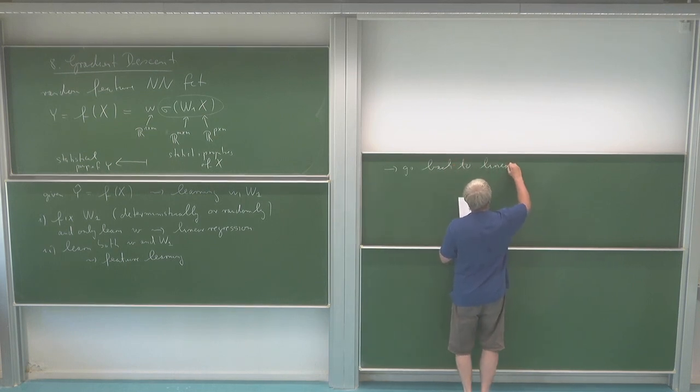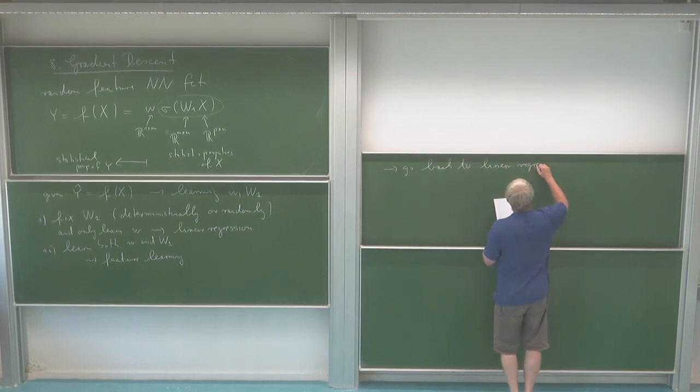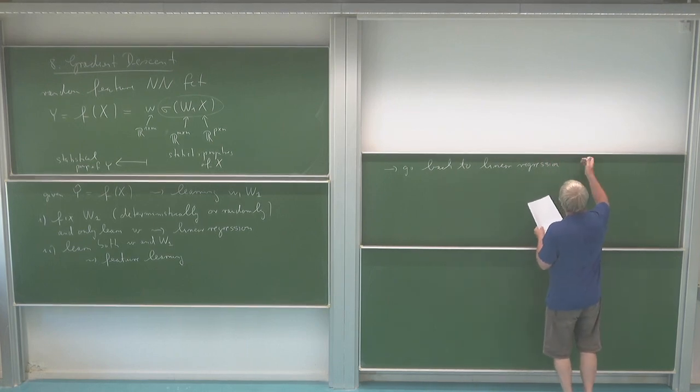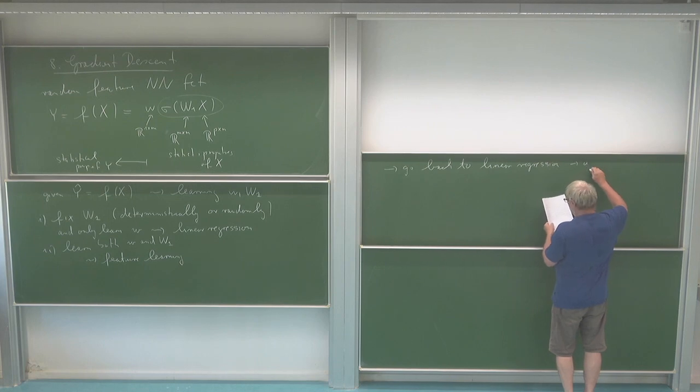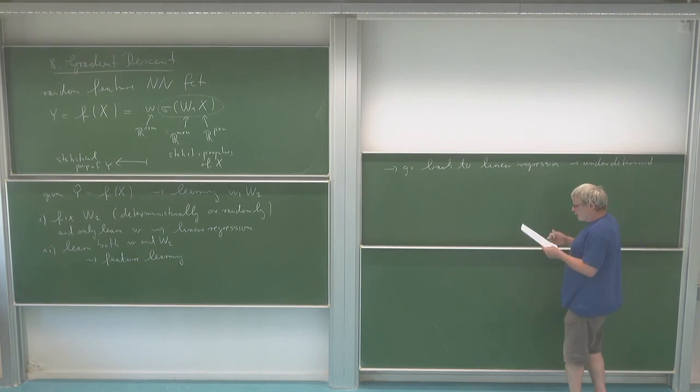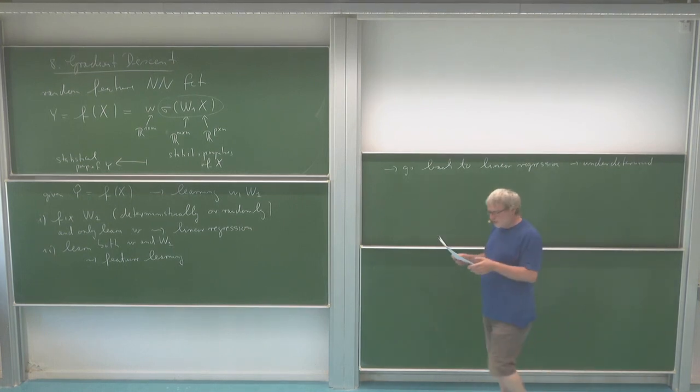To linear regression. And mainly we will consider the underdetermined or over-parameterized case. Okay, so what is the situation there?